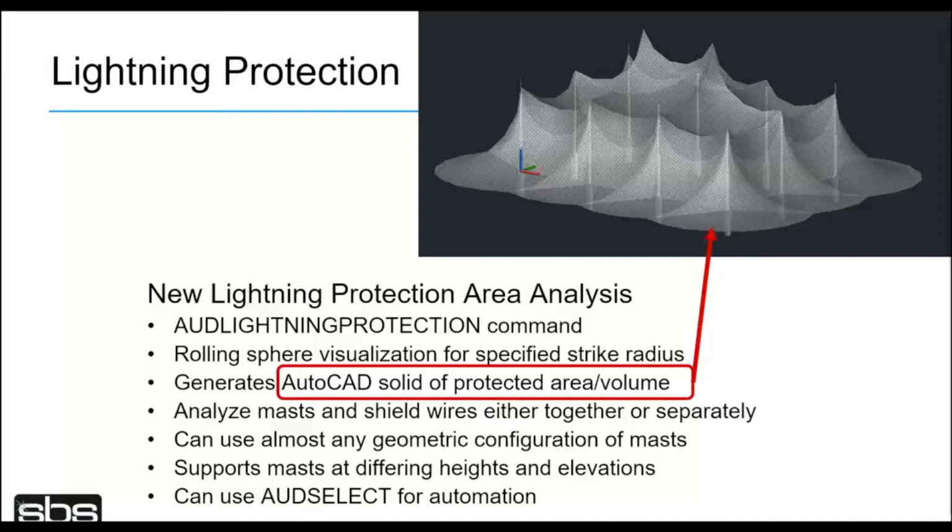So this is a pretty simple to use command, and we'll just generate the required area based on the specified strike radius and selected objects. And of course, it'll also support using AUD select for automation. So, you know, automatically selecting certain types to identify the masts and/or shield wires.